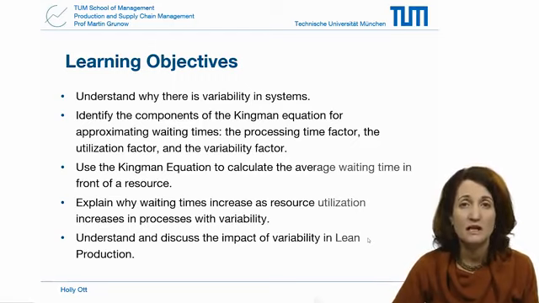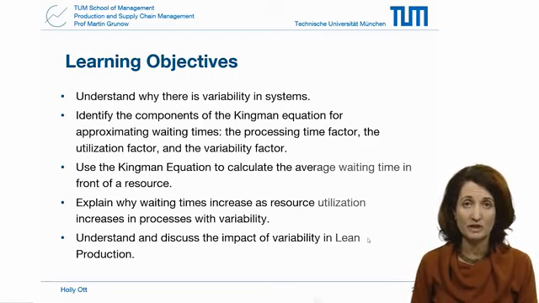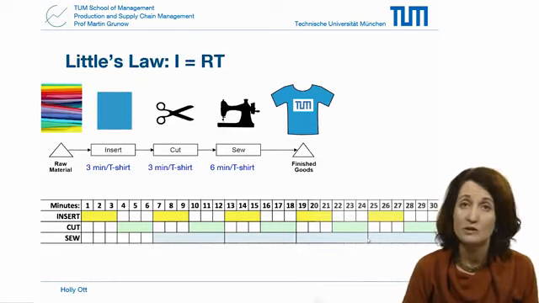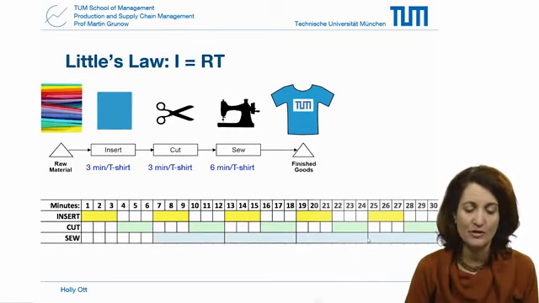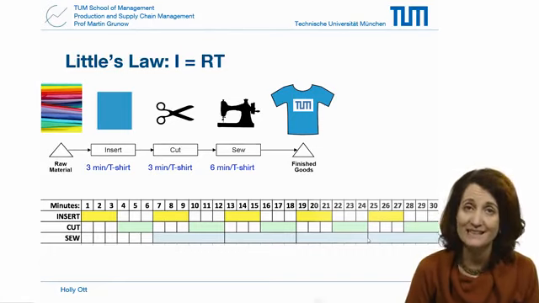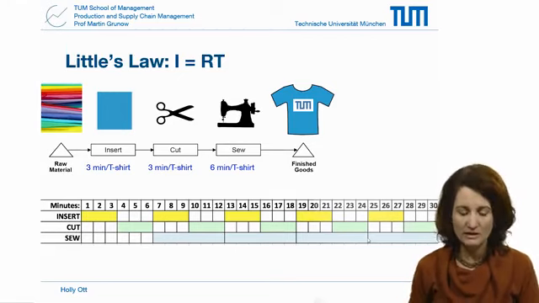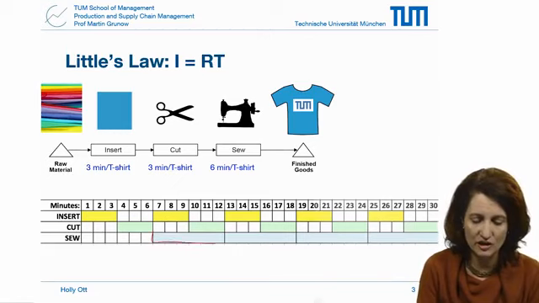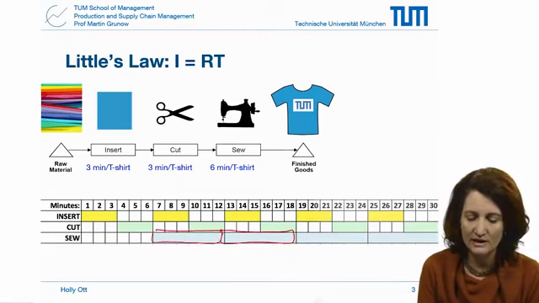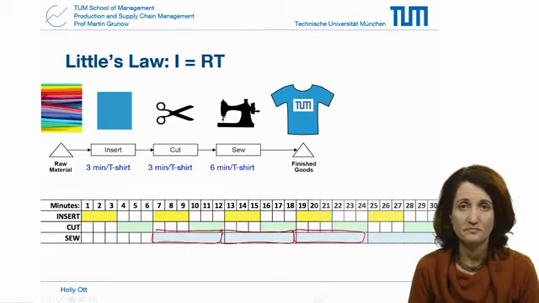Finally, we want to understand and discuss the impact of variability in lean production. Now, as we just learned, in a process where we know first that the processing times are exactly given, so 3 minutes for insert, 3 minutes for cut, and 6 minutes for sew, for example. And second, that there always are incoming parts, here's the material, ready for processing. What should be our focus? The bottleneck should always be working flat out, just as we saw here in the Gantt chart, where sew, our bottleneck, has to always be working.